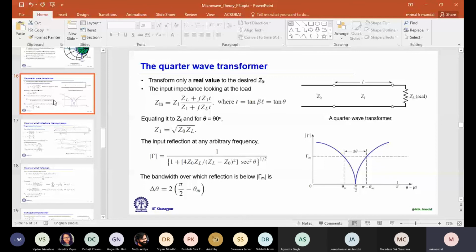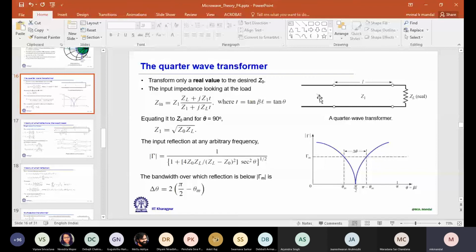Now, if ZL is real, we put a matching section. For this one, the characteristic impedance is different, and we need to find out what the characteristic impedance of this part should be. Well, it has to be matched with Z naught, so that looking from Z naught, Z in should be Z naught.